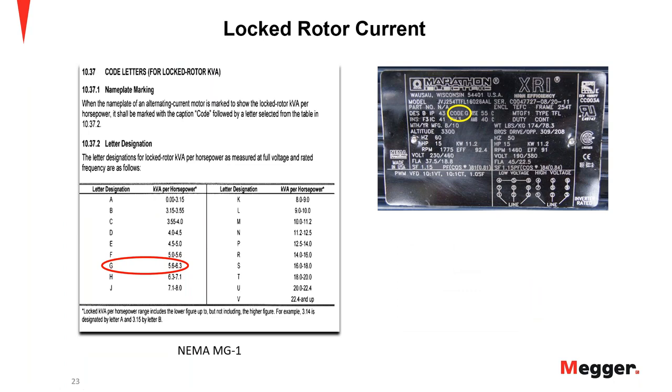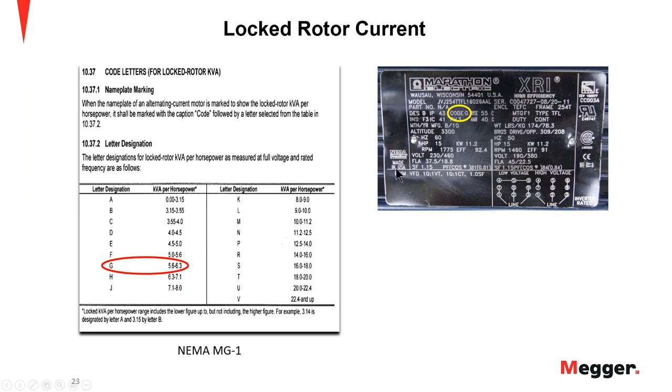The locked rotor current. This value is also on the nameplate, but it's not as easy to decipher as the other information. So now we're going into codes. This code is a letter for the locked rotor. It should be a KVA code. And the NEMA specification defines the locked rotor KVA per horsepower. This is an excerpt here from the NEMA guide MG-1.